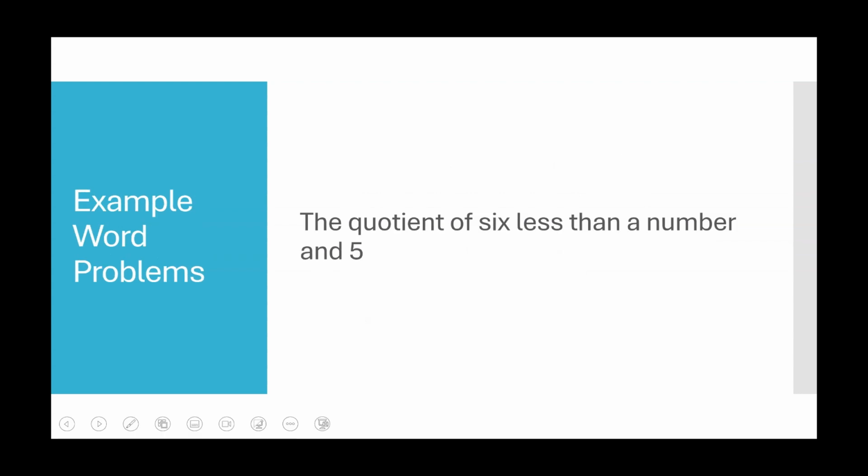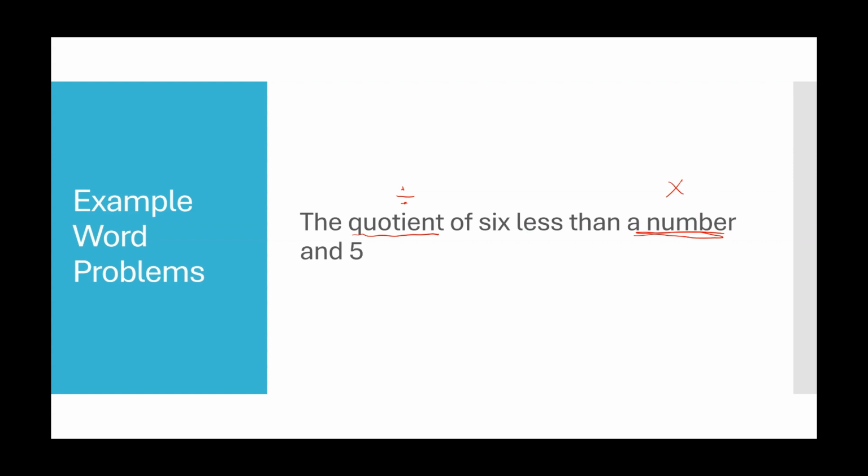All right, we're just going to dive in. The quotient of 6 less than a number and 5. We don't have anything to solve here. We just want to write this in mathematical terminology. So the quotient is telling us there's going to be a division problem of 6 less than a number. A number, we should probably put X or Y or whatever we wanted. And 5. The quotient of 6 less than a number and 5.